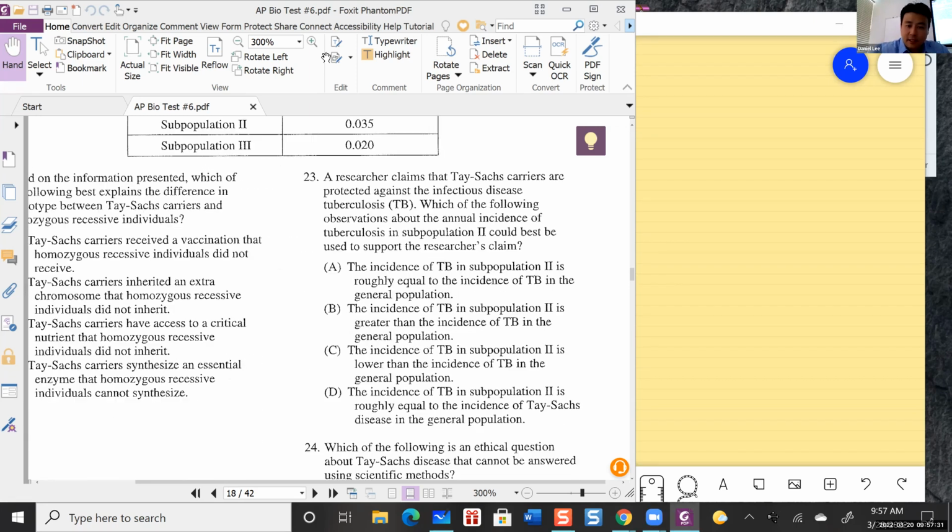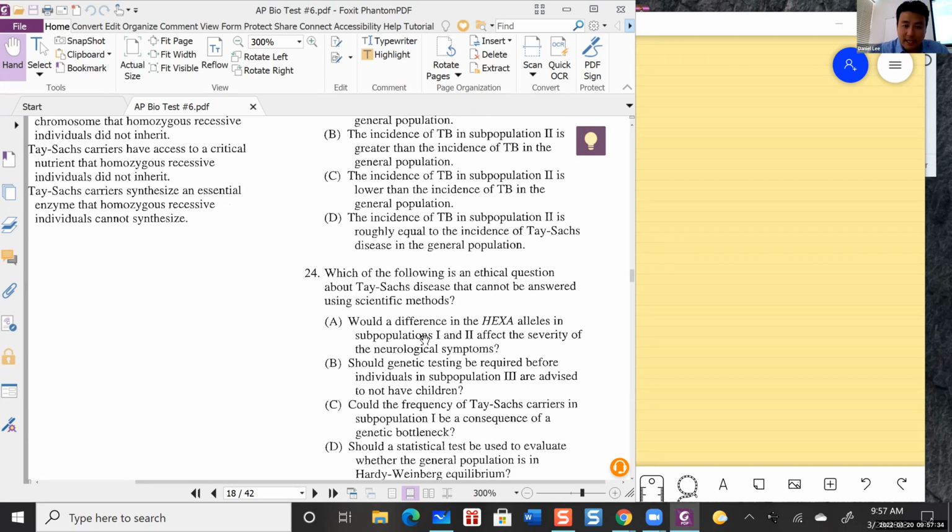Okay, let's see. So what is the ethical question that cannot be answered? Okay, so let's look at 24A. Would a difference in the HEXA allele in subpopulation 1 and 2 affect the severity of the symptoms? So you can actually look at the patients in subpopulation 1 and 2 and see who has more severe symptoms. I think you can answer that. B, should genetic testing be required before individual 1 and individual 3 are advised to not have children?